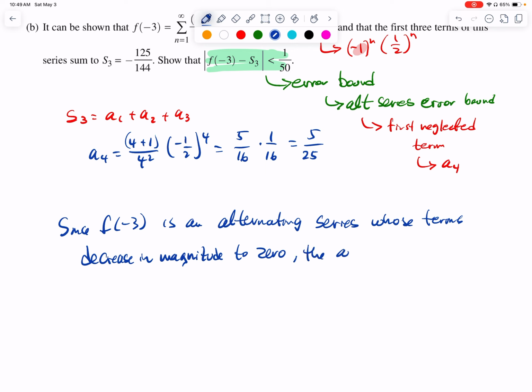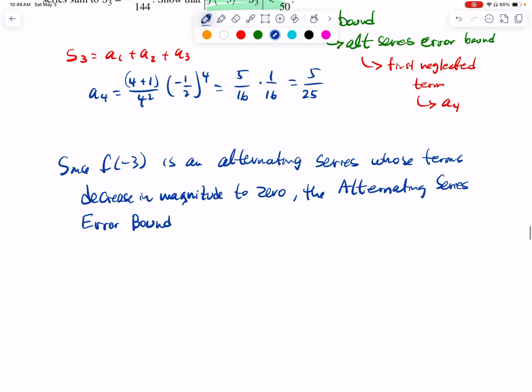So let's see, since this is an alternating series whose terms decrease in magnitude to 0, the Alternating Series Error Bound applies. Maybe that should be a capital A, yeah, because it's the title of something. And that should be capital E also.